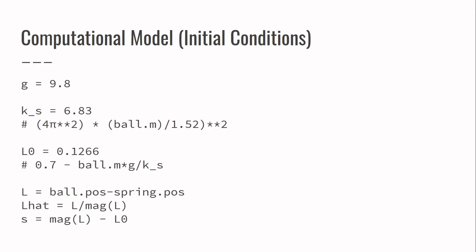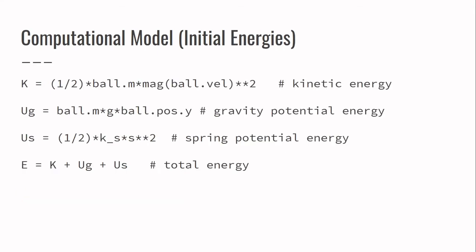Here we set the value for g, calculate the spring constant and the relaxed length of the spring. And we also calculate L, the length of the spring, as well as L hat, the direction, and S, which is the extension of the spring. Before entering the calculation loop, we will calculate the kinetic energy, the gravitational potential energy, and the spring potential energy, as well as the total energy.